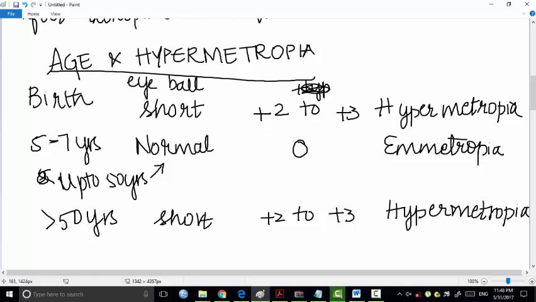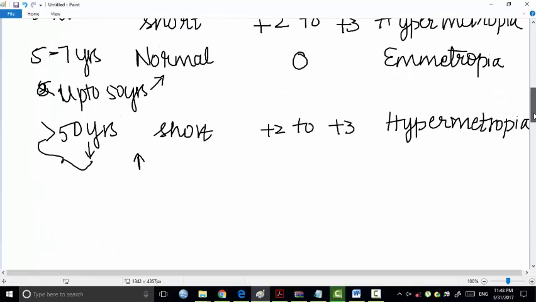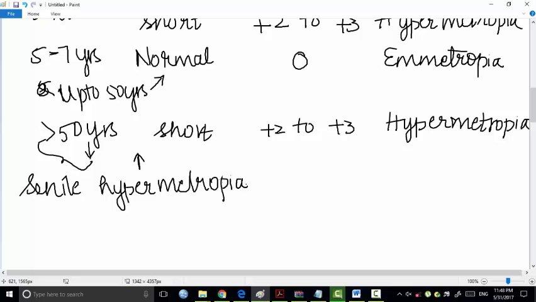This gradually increases. This again increases. So this type of hypermetropia is called, as I have said, senile hypermetropia. In my last class, I have already said that senile hypermetropia is mainly due to two reasons. One is curvational hypermetropia and the other is index hypermetropia, right?